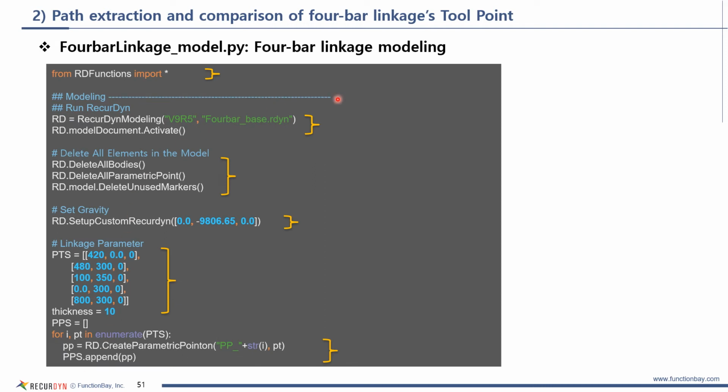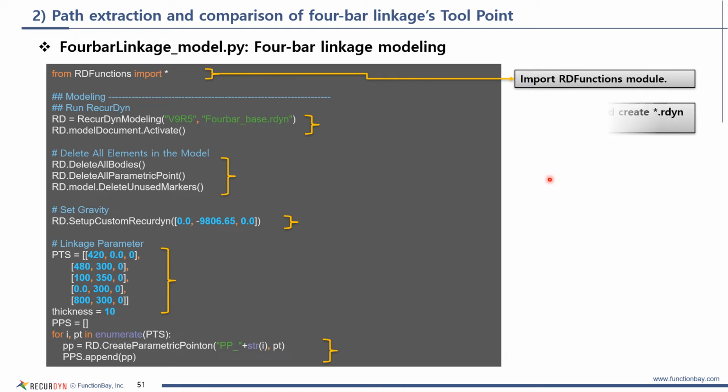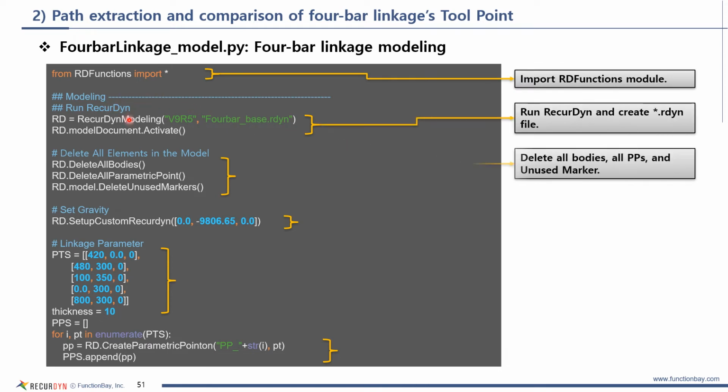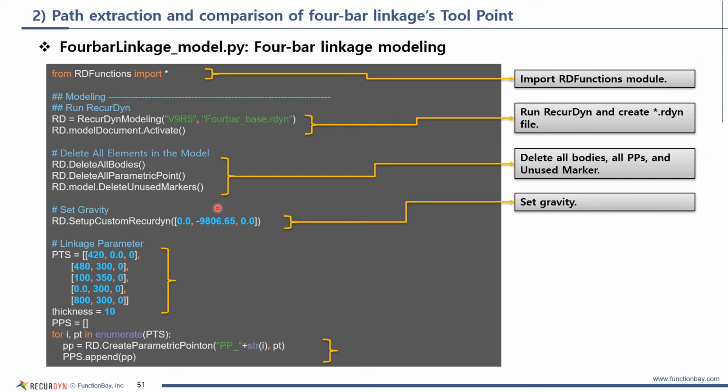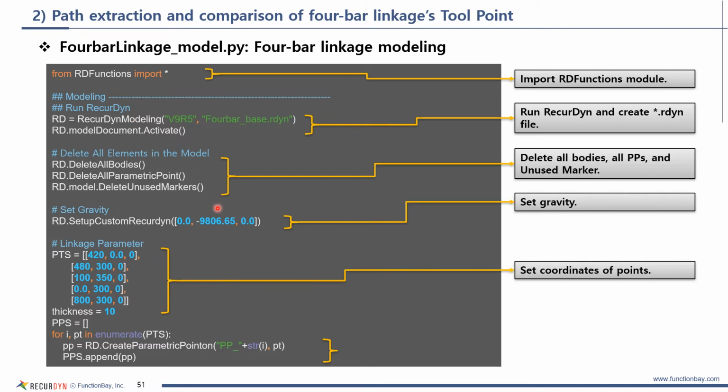This is the modeling process of a 4-bar linkage. First, import RDFunctions and then delete existing model information. After that, set the gravity information and create the 4-bar linkage nodes information as an array. Then, create parametric points based on the coordinates information above.